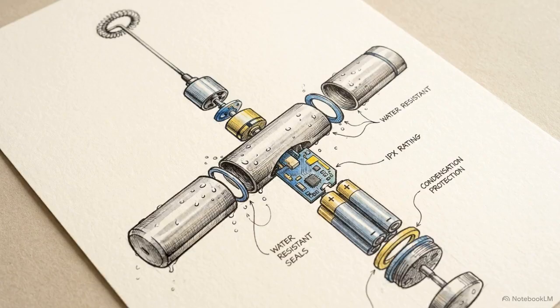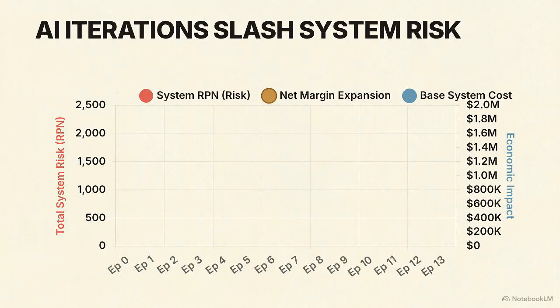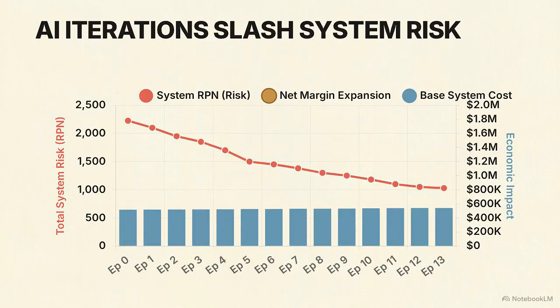Consider the Aerator Pro case study. This was the development of a complex premium appliance operating under strict FDA, UL, and water ingress constraints. Over a 12-month longitudinal study, total system risk priority number dropped from a baseline of 2,225 down to 1,029, a 54% reduction. Achieving 13 full design loops in a single year dramatically outpaces the industry norm.